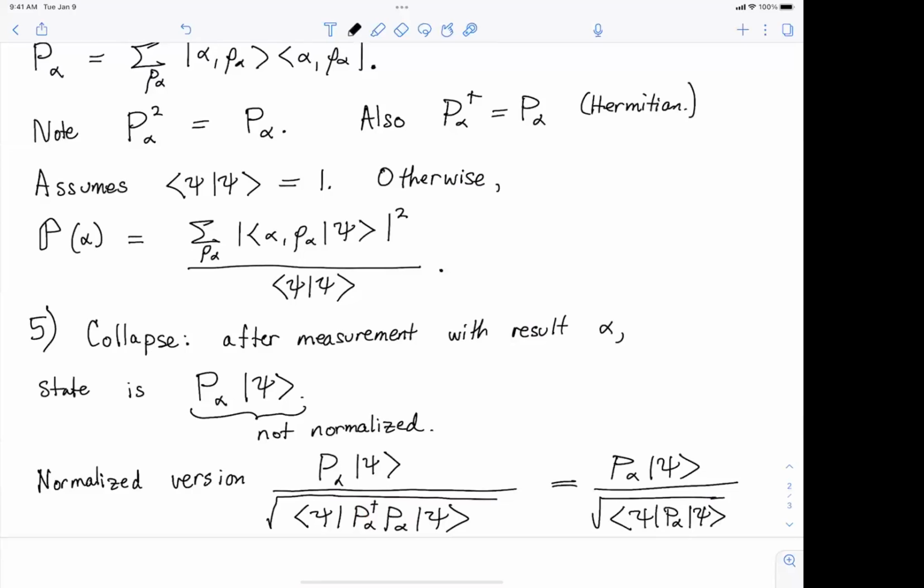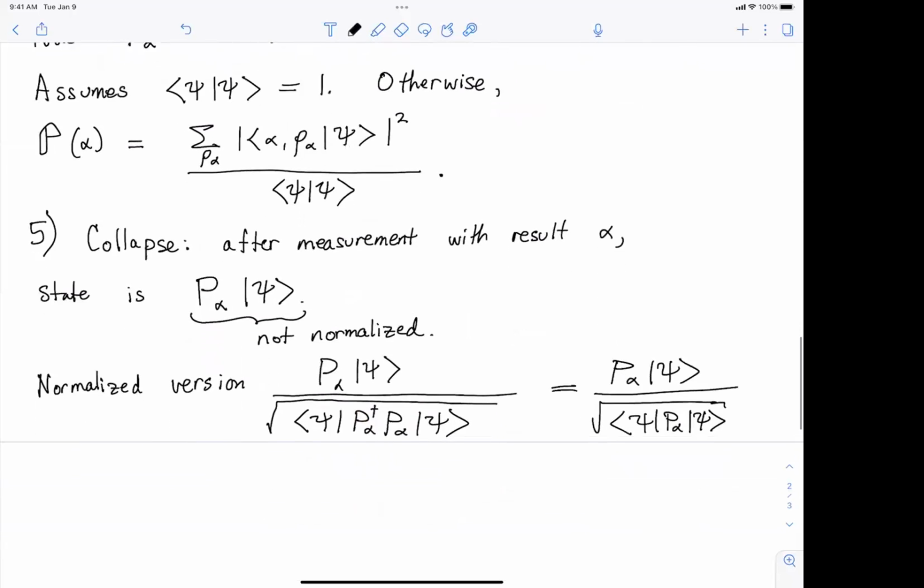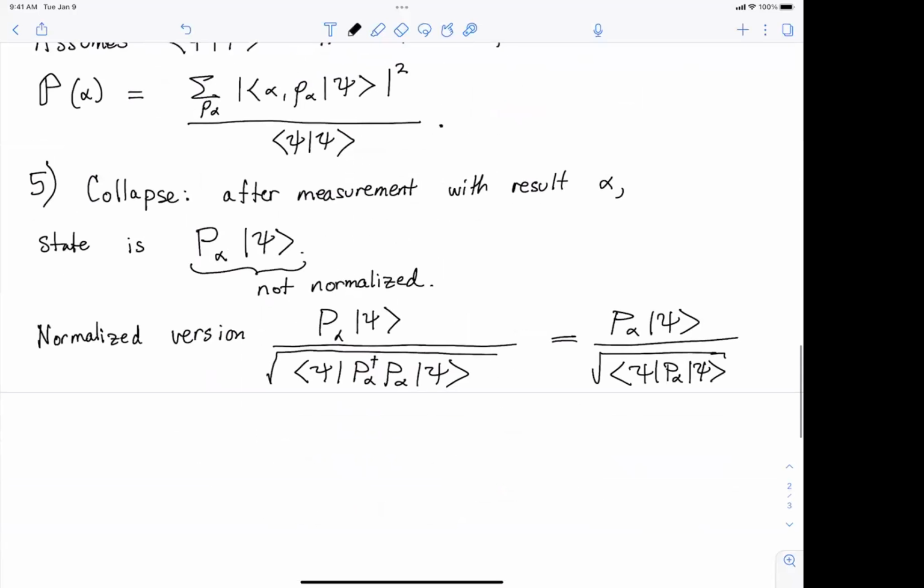Okay, of course, if you're doing a computation, it won't really matter. But the nice thing about doing it this way is it's just the minimal way of writing it. Okay, that's postulate 5. It tells you what happens when you make a measurement. And the last postulate is what happens to states, or how do states change when you don't make a measurement? And that's time evolution.